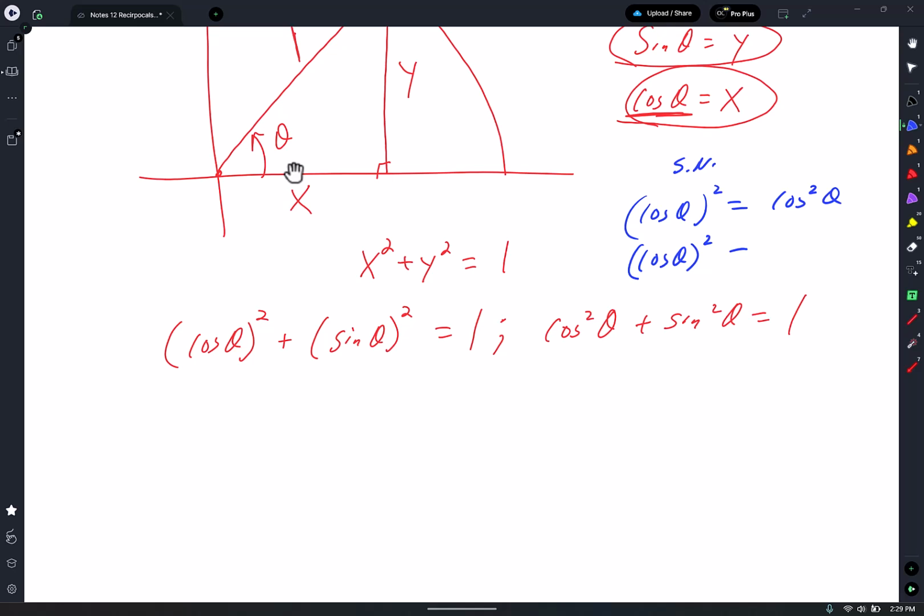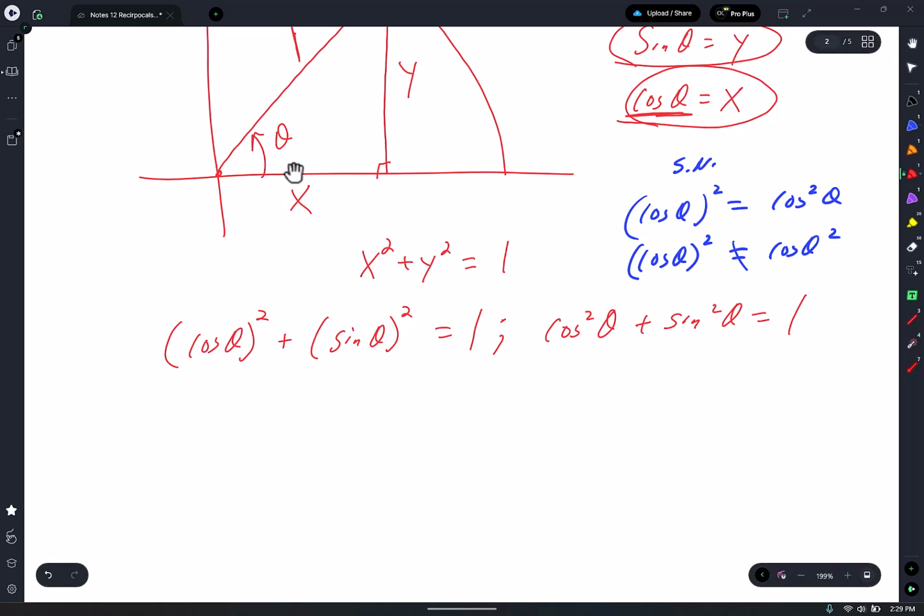So do not do this. A lot of students write cosine theta squared. Guess what's squared when you do that? The theta. So it's not the same. Make sure that you know that. Put a slash through it. So yeah, cool. All right.